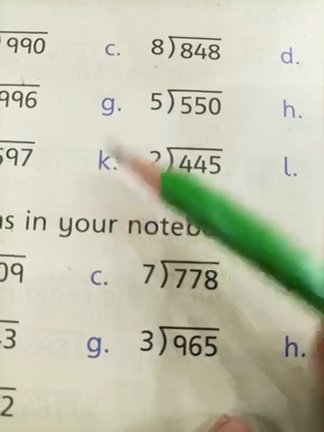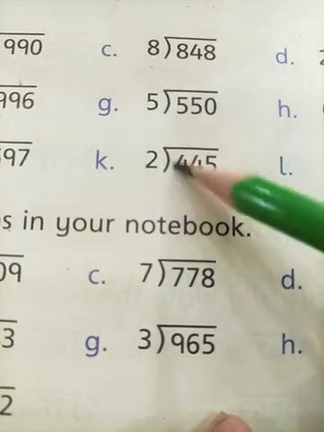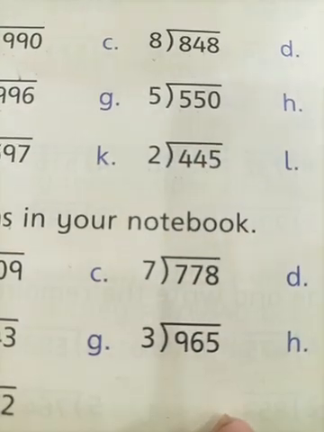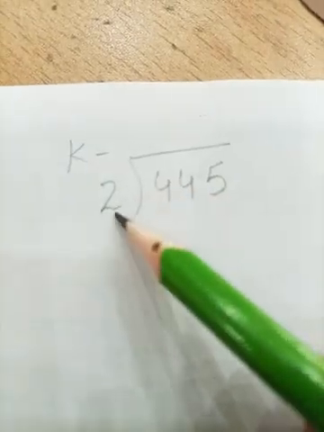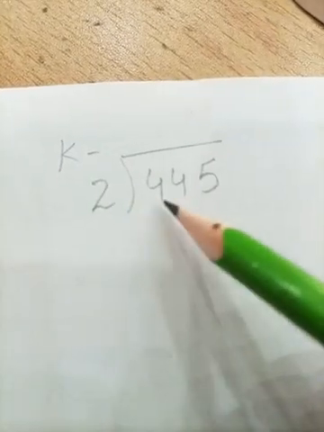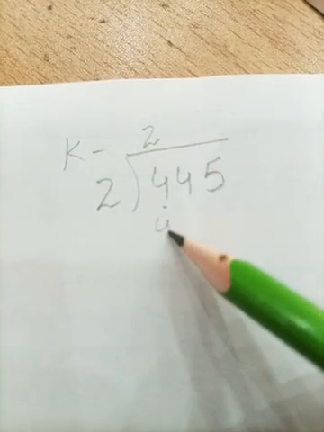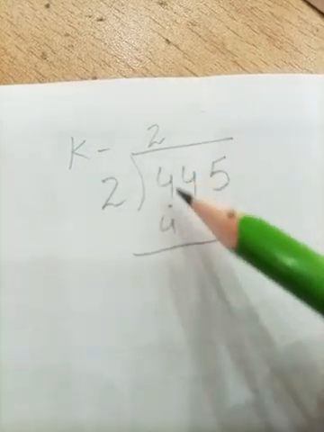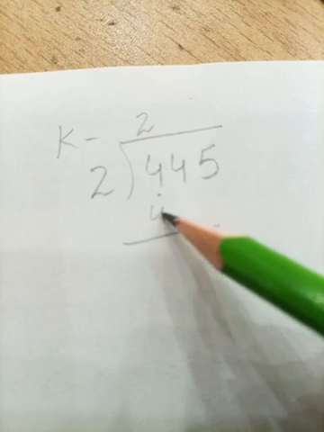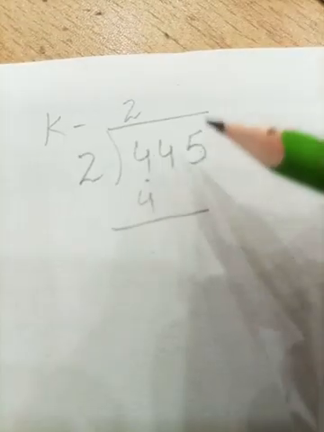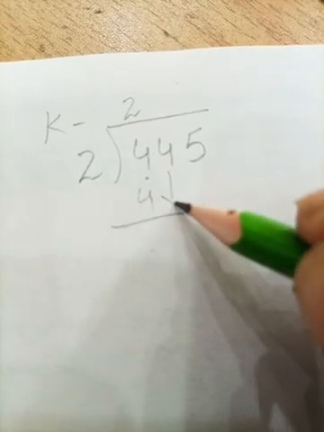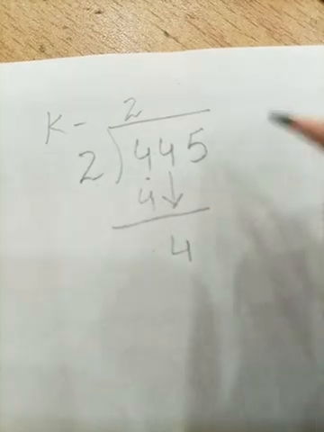Next is part K, in which 445 is being divided by the number 2. So students, firstly we are going to divide our hundreds. 2 2s are 4. Very good. Next step is subtraction. 4 minus 4, and our answer is 0.